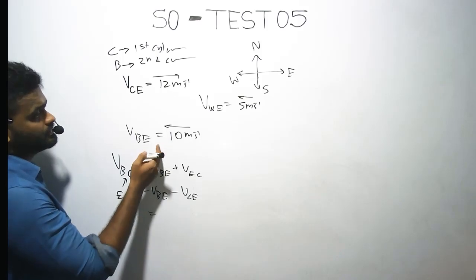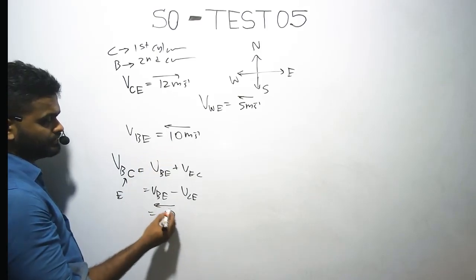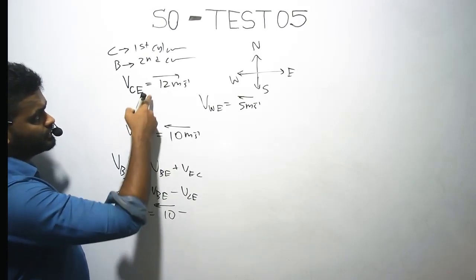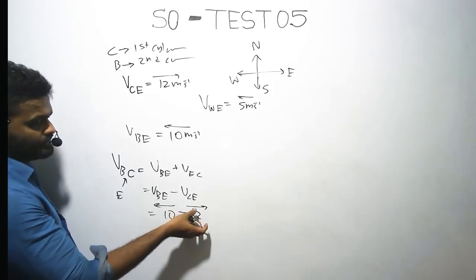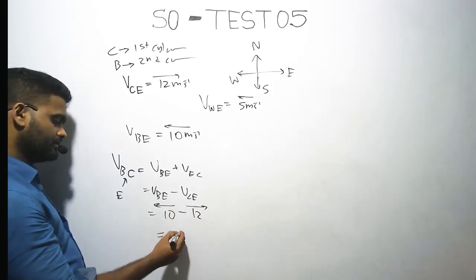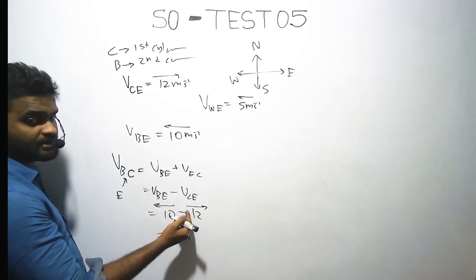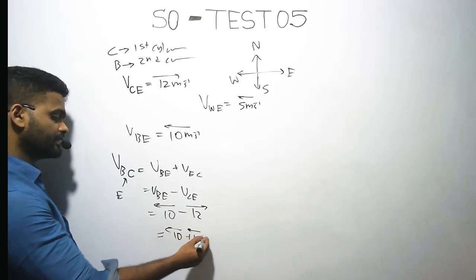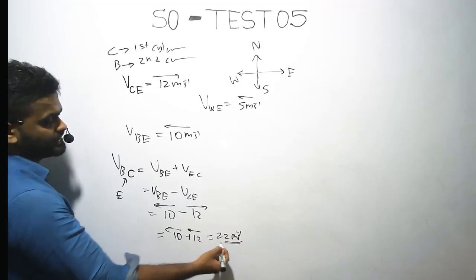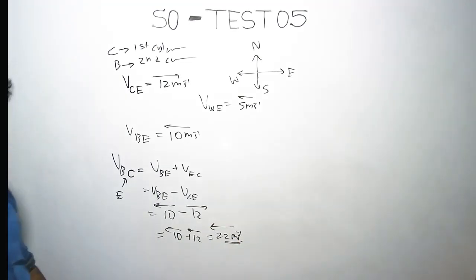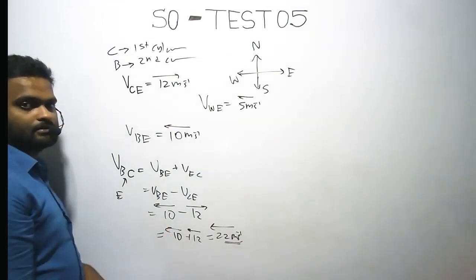VB is what? 10 to this side, VCE 12 to the other side. Then you can flip this to the other side: 10 to this side, minus minus plus 12 to this side. So the same direction, add these two, make it 22 meters per second to this direction. So what's the answer? First one, right? 22 meters per second to west direction.